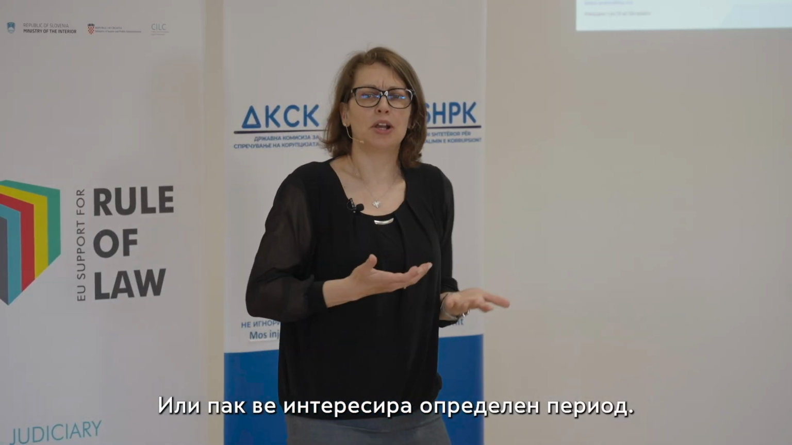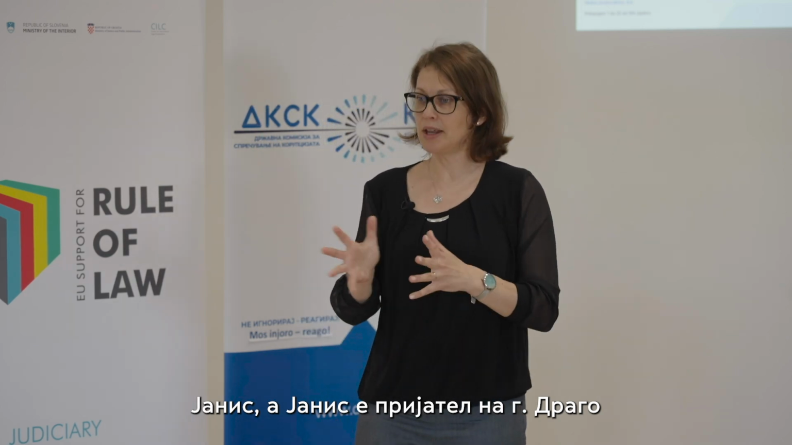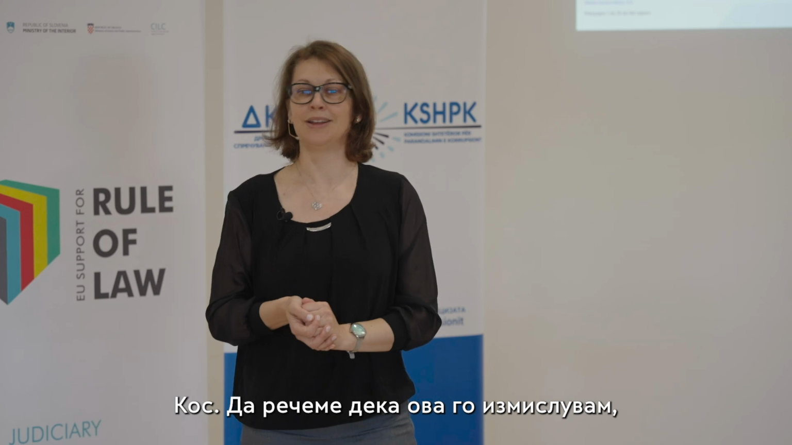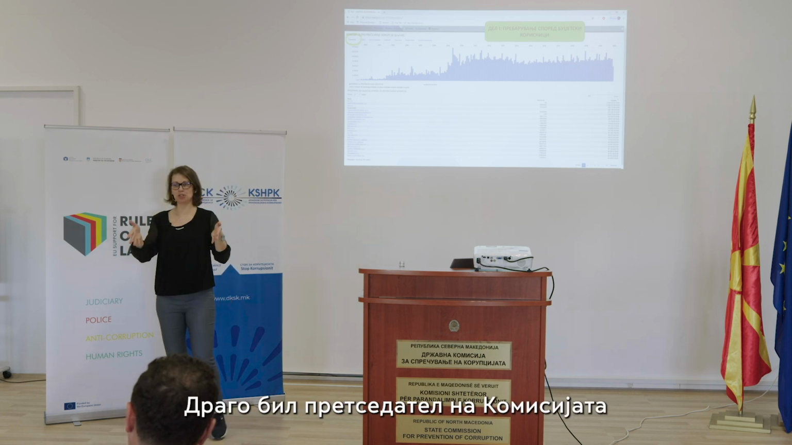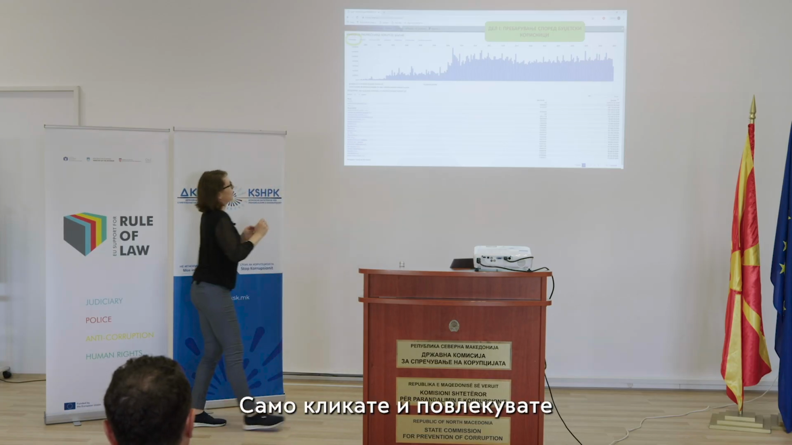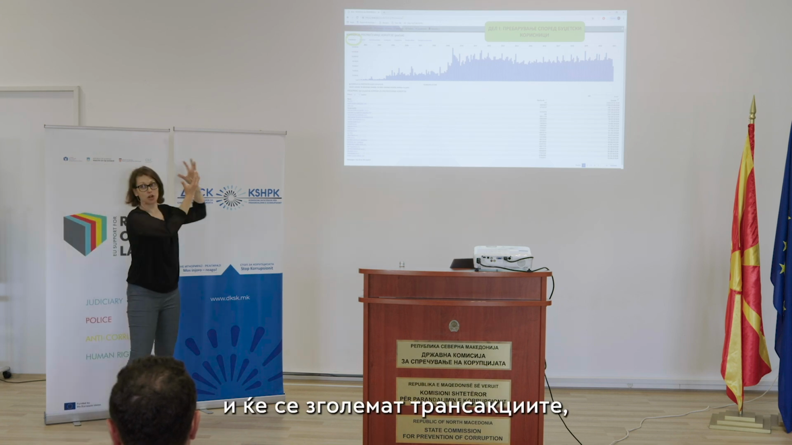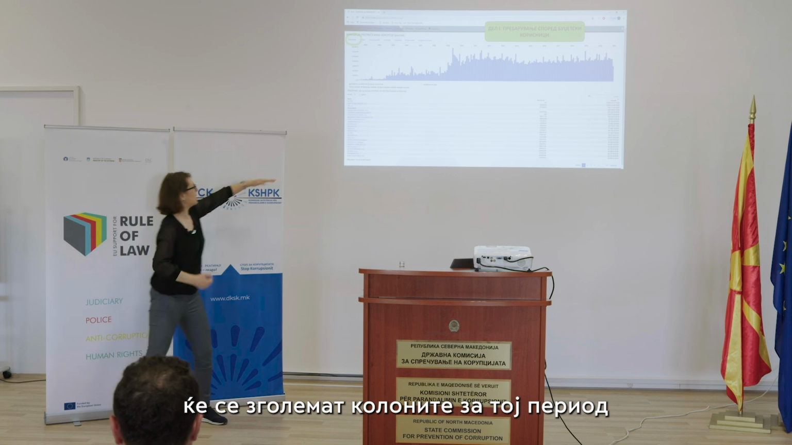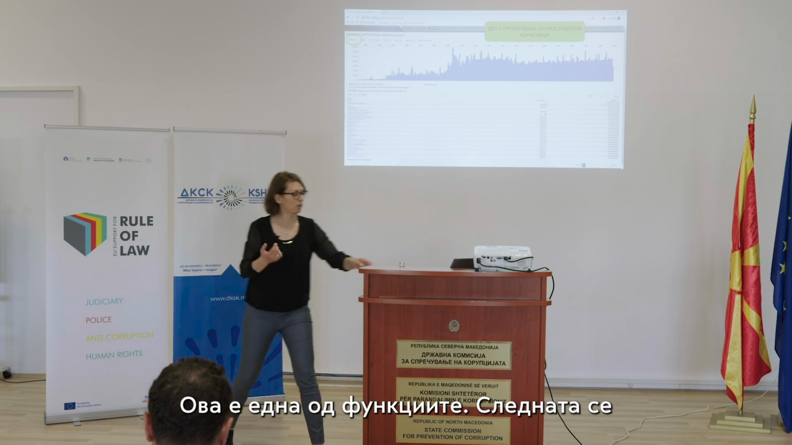Or you're interested in a particular period. You, for example, know that Zelinka DOO is a company owned by Janez. And Janez was Mr. Drago Kos's friend, let's say. I'm just making this up. Don't tell on me to Drago. And you know that Drago was the chief commissioner in a certain period of time. So you would, with the mouse, mark that period. You just click and pull, and that will pop out. And it will enlarge the transactions. These columns would enlarge for that period, and you would get a more detailed list of the companies that did business with the commission in that period. And then you can see whether this Zelinka was actually doing any business in that period of time or not. So this is, let's say, one feature.